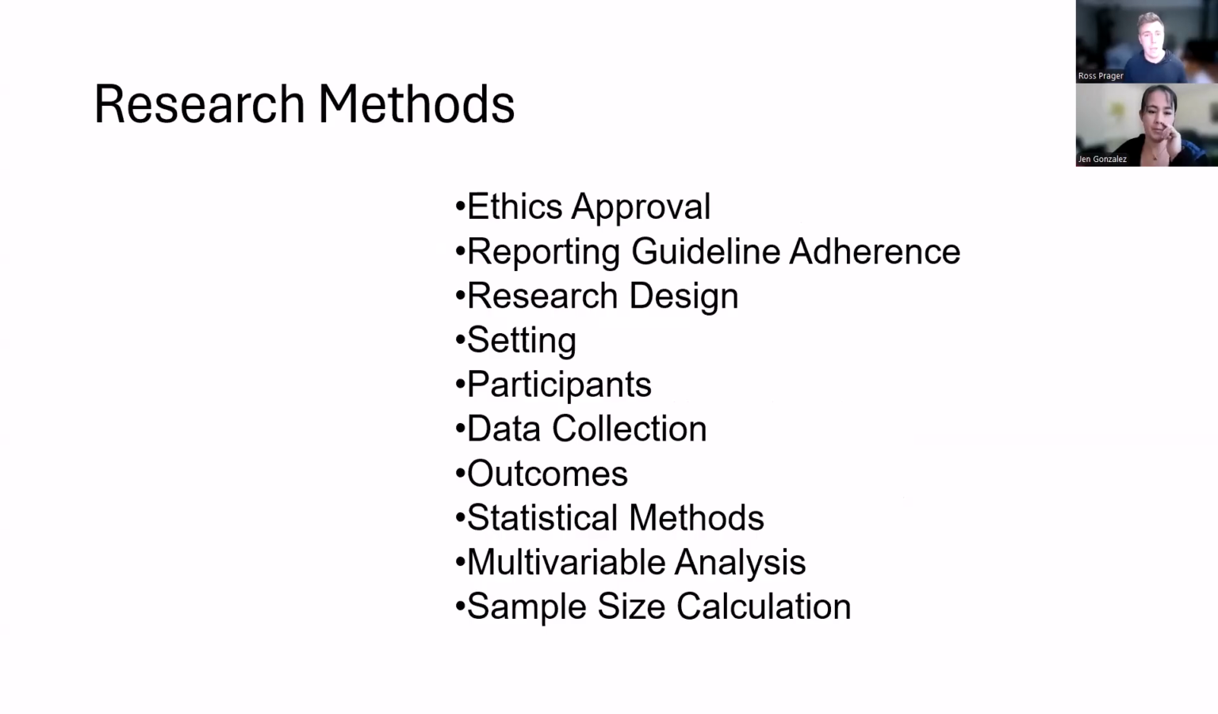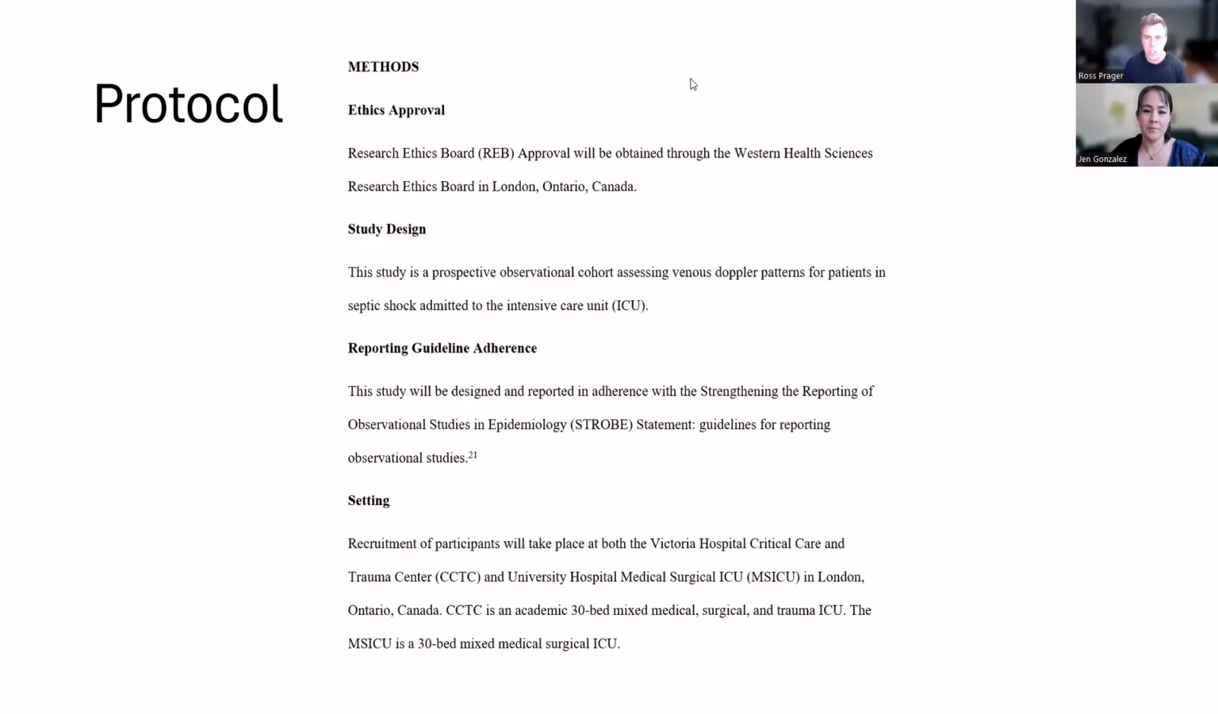Now, this might be slightly different than a trial, like an interventional trial. This might be different than a systematic review. Again, individual subsections for those are available either in Equator Network or in the protocol templates that I have. But this is how I would think about it for an observational study. So let me share the protocol here.